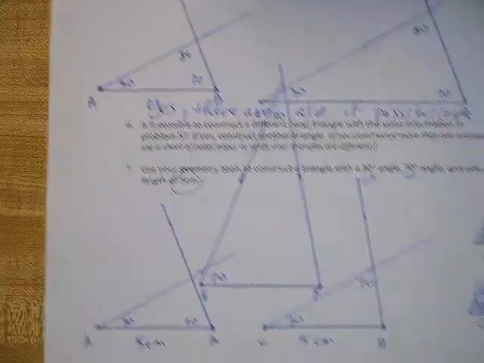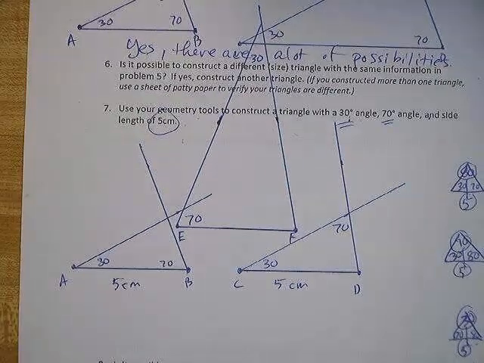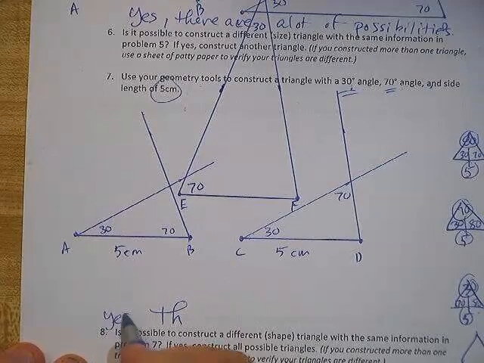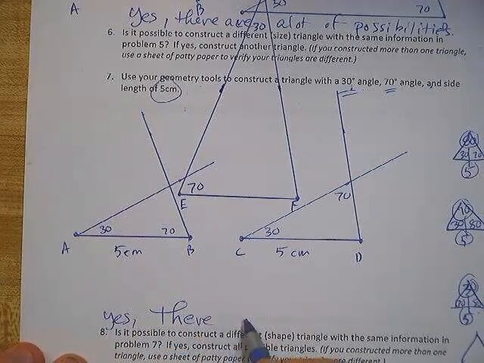And then for problem 8, how many are there for problem 8? And there are 3 possibilities. So yes, it's possible to get other triangles, and there are 3 possibilities.